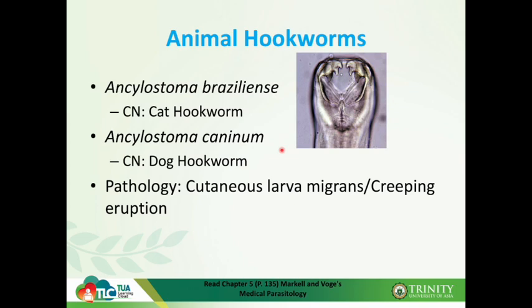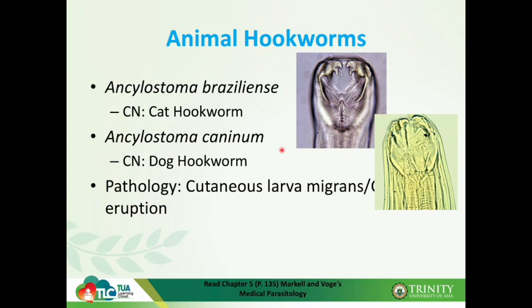From its name, this is their natural or intended host: cats and dogs. When it comes to morphology, how do we identify them? For Ancylostoma braziliense, they are known for 2 pairs of teeth. And for Ancylostoma caninum, they are known for 3 pairs of teeth.